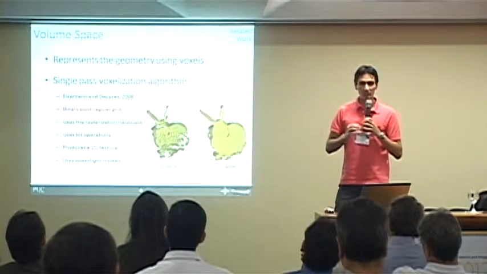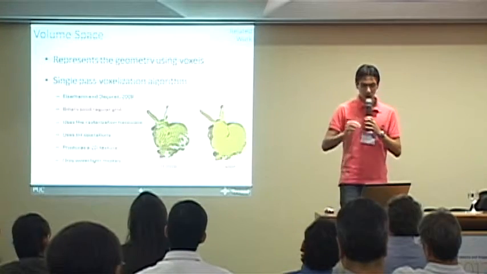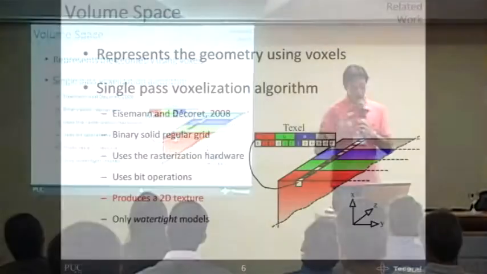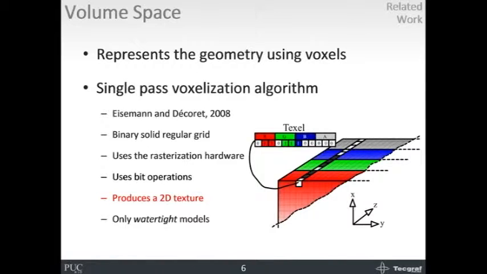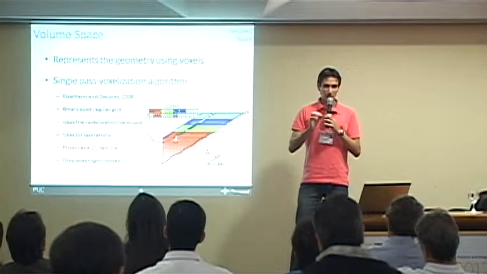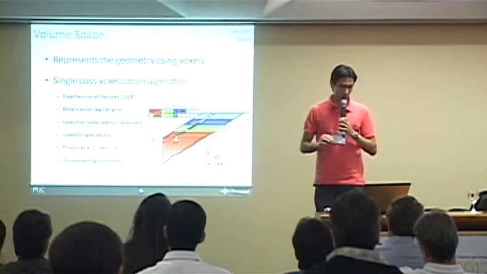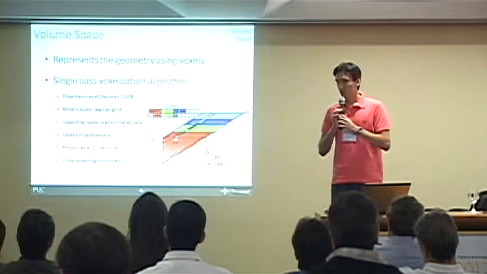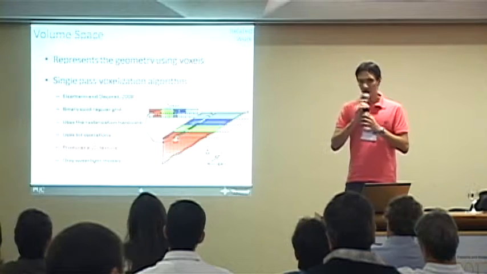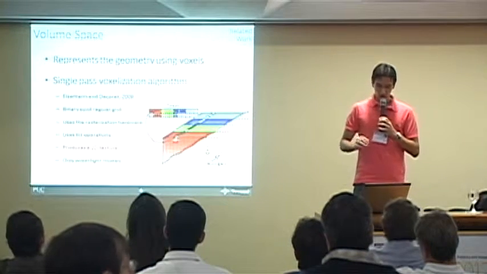He used the rasterization hardware and bit operations to construct this grid, and the result is a 2D texture with the grid. Okay, so if you fetch a texel of this RGBA texture, each bit of this texel is a voxel. So if it's 1, it's full; if it's 0, it's empty. The restriction of this algorithm is that it only accepts watertight models.